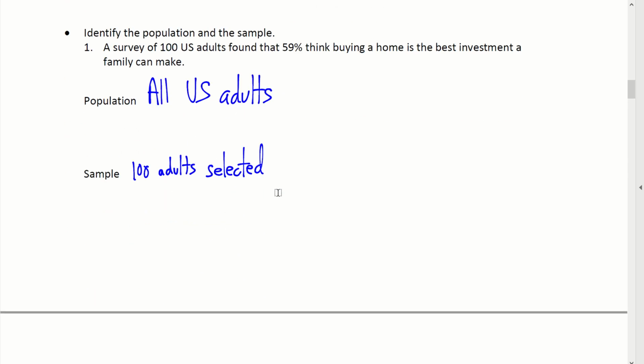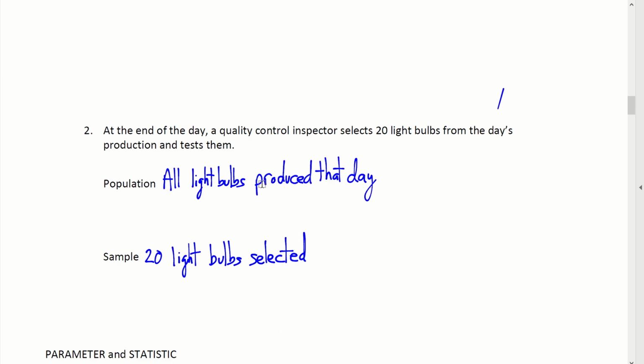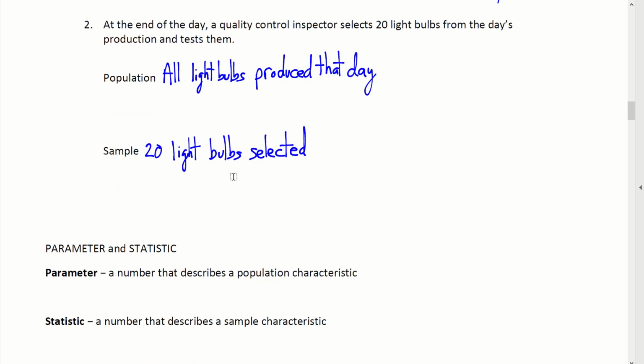Take a look at a couple more examples. In a survey of 100 U.S. adults, found that 59% think that buying a home is the best investment a family can make. Here, the population would be all U.S. adults, and the sample would be those 100 adults selected. Take a look at one more. At the end of the day, a quality control inspector selects 20 light bulbs from that day's production and tests them. The population for the study would be all of the light bulbs that were produced that day, and the sample would be those 20 light bulbs that were picked for testing.